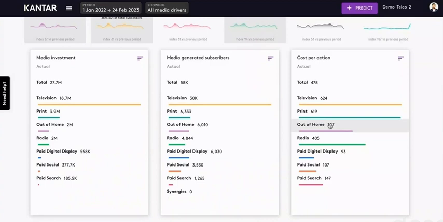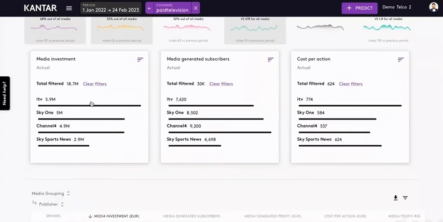We are able to go a bit deeper even from this point and look at the publisher level. Let's click on TV to see which TV stations we have invested in. As you can see, we have invested in four different TV channels. These TV channels have performed not in proportion to the investment levels in terms of generating outcome. The CPA is also different between them.